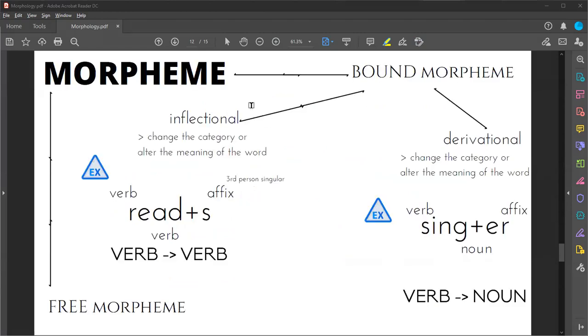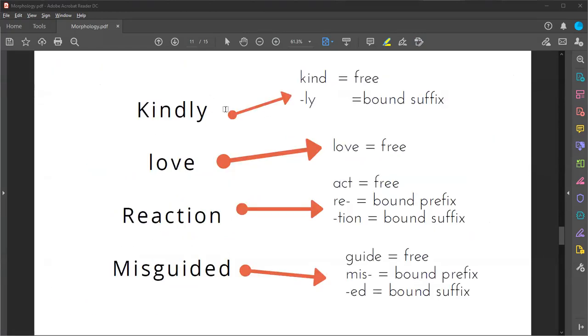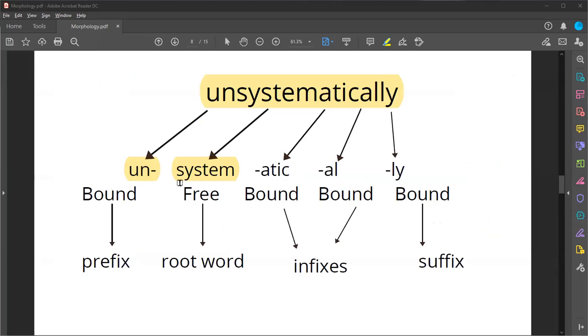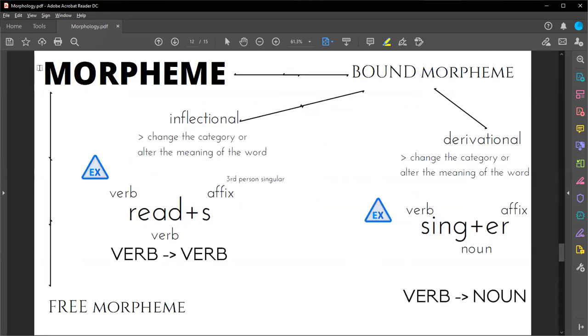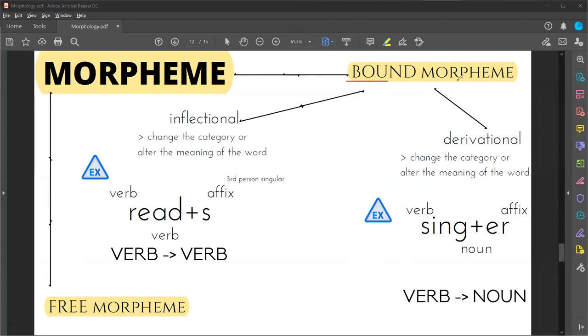So in here, since we are done with again the bound and the free morpheme and the affixes, let's talk about the morpheme itself. So we have the bound morpheme, those morphemes that cannot stand alone, and we have free morpheme that can stand alone. So class, remember, though we have the affixes, the bound morpheme should be divided into two. So this will be inflectional and derivational. So the bound morpheme will be divided into two, the inflectional and derivational, okay?